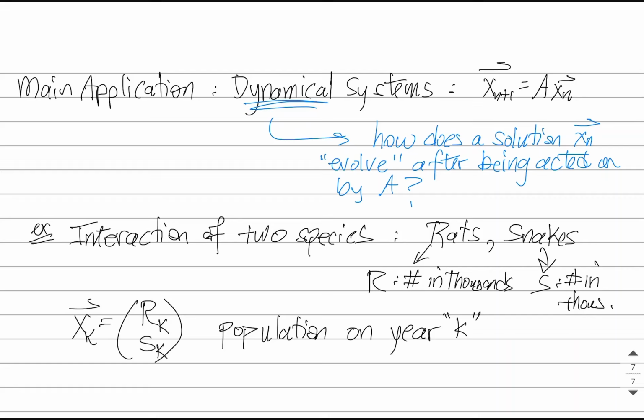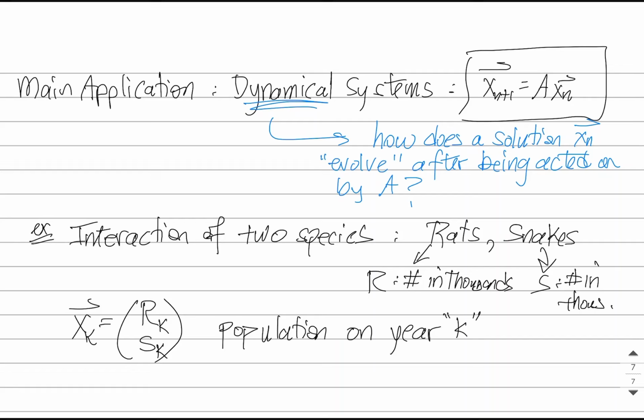The main application of eigenvector analysis is dynamical systems. We want to study problems that fit this form. It's entitled dynamical because we are interested in the dynamics of solutions. How does a solution evolve or change after we act on it maybe once, twice, or some indeterminate amount?